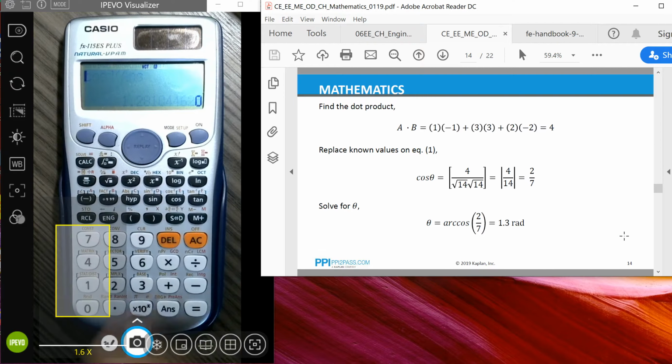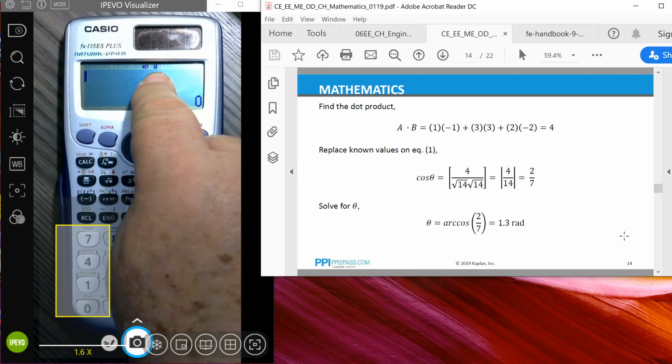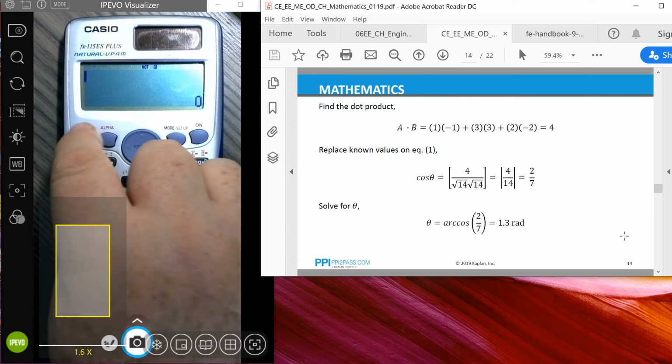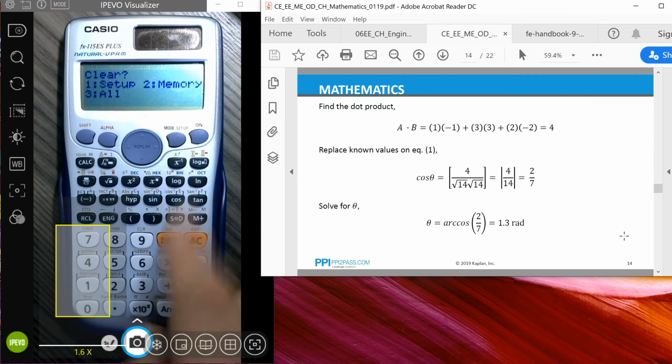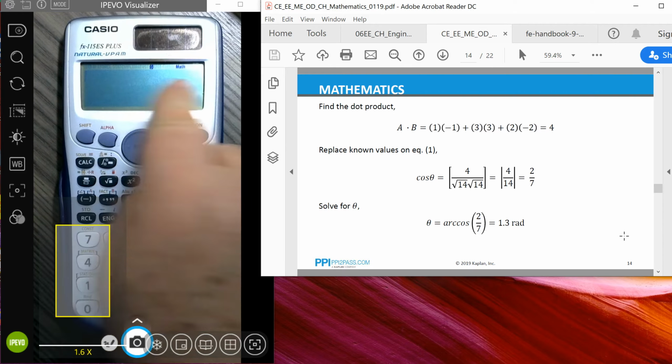So now, I'm going to clear it all. I'm in vector mode. I've got things in radians. Makes me a little bit nervous, so clear everything out, just to set it back into a default mode.